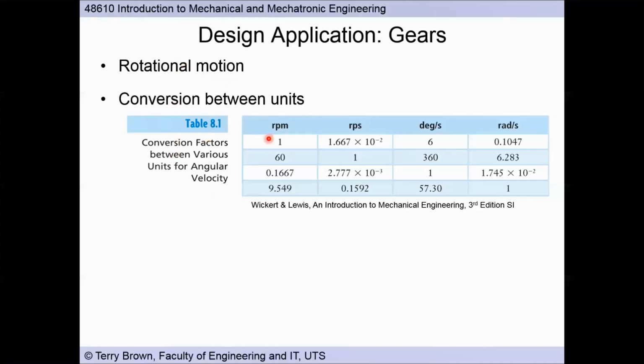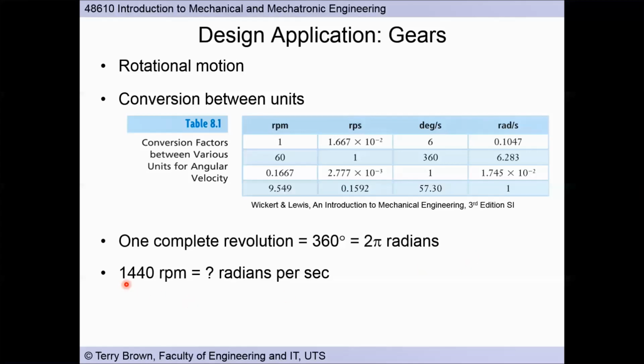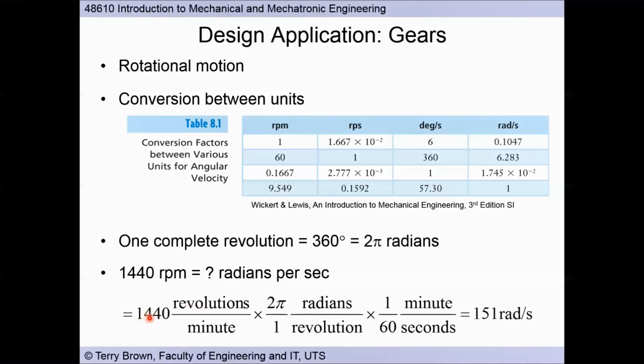With rotational motion you should be familiar with converting between units: RPM, revolutions per minute, revolutions per second, degrees per second, and radians per second, and you've got all the conversion factors here. Let's have a quick look at an example. One complete revolution equals 360 degrees equals 2 pi radians. If we have 1440 RPM, which is a common electric motor speed, what's that in radians per second? We put 1440 revolutions per minute, with 2 pi radians per revolution and 60 seconds per minute. We can cancel out revolutions and minutes, so we have 1440 times 2 pi radians divided by 60 seconds, which gives us 151 radians per second. Or if you go up here, 1 RPM equals 0.1047 radians per second, so 0.1047 times 1440 should give you 151.